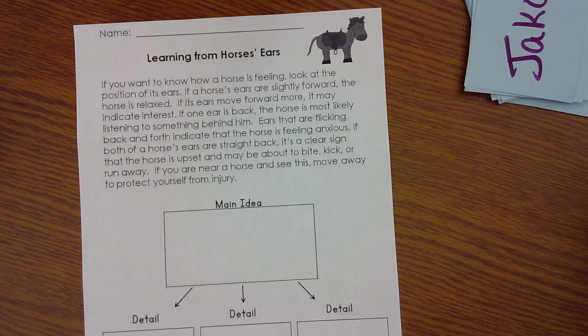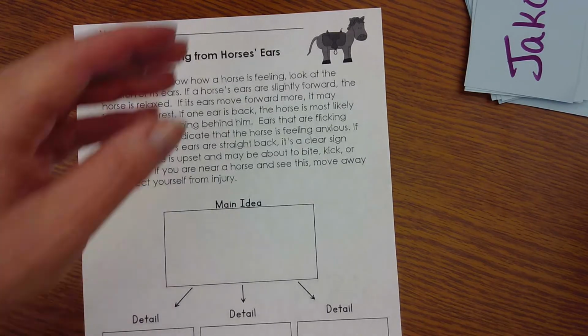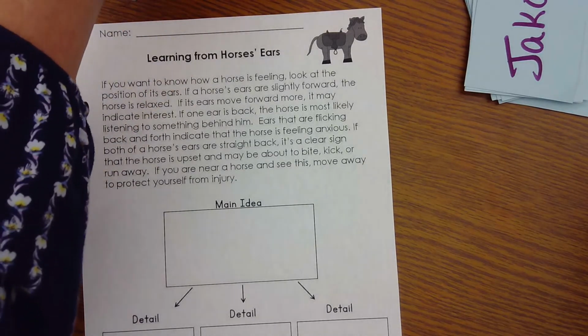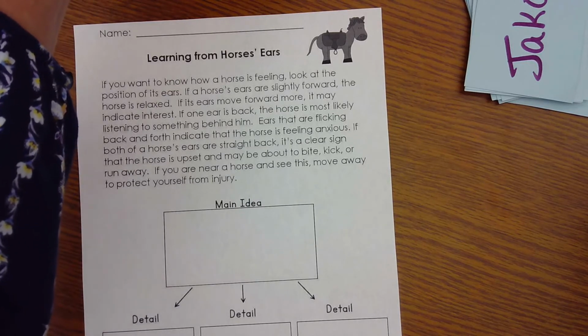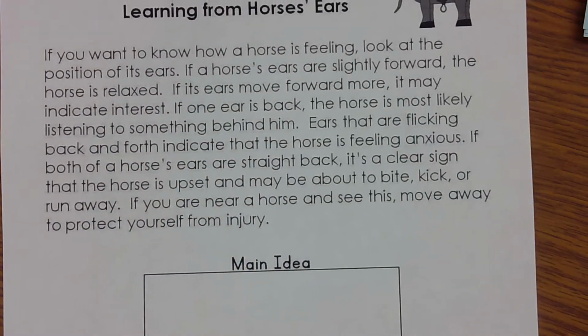So let's read, and as I'm reading, use your thinking voice. Think about what is being said. Try to visualize it in your head. And also think about what maybe you have heard quite a bit about, what has maybe been repeated, because sometimes that's a huge hint about the main idea. The title is called Learning from Horses' Ears. I would like to try to zoom in a little bit for you so you can maybe see it. There you go.